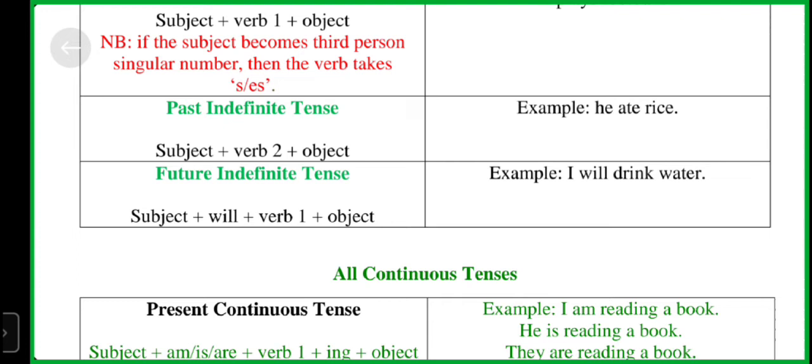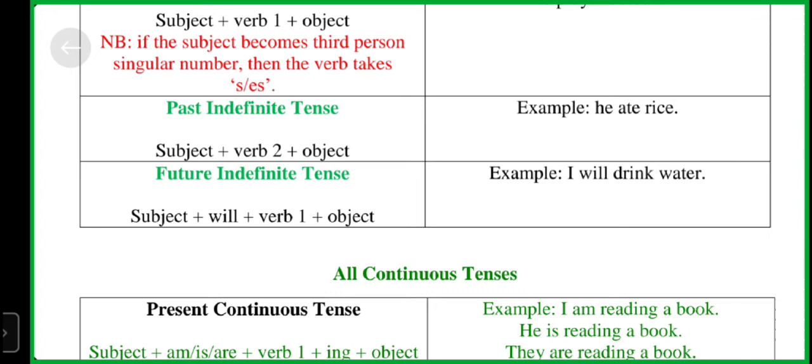Did is the past form of do. And eat rice, because the thing is not confirmed, whether he has eaten rice or not. That's why eat.